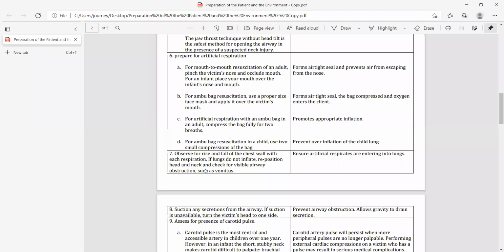So when you give one respiration, you watch the chest wall, because when we breathe, our chest wall rises up and down, rises up and down. So in the same way, you have to check the chest wall. Okay, if lungs do not inflate, reposition head and neck and check. So if the lungs do not inflate, then you have to reposition the patient from the position in which you kept them. Okay, you have to reposition the patient's neck or head. Okay, this is to check for any visible airway obstruction.